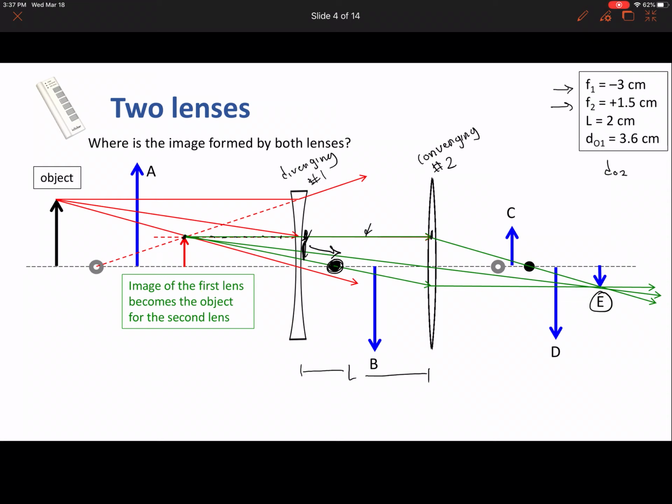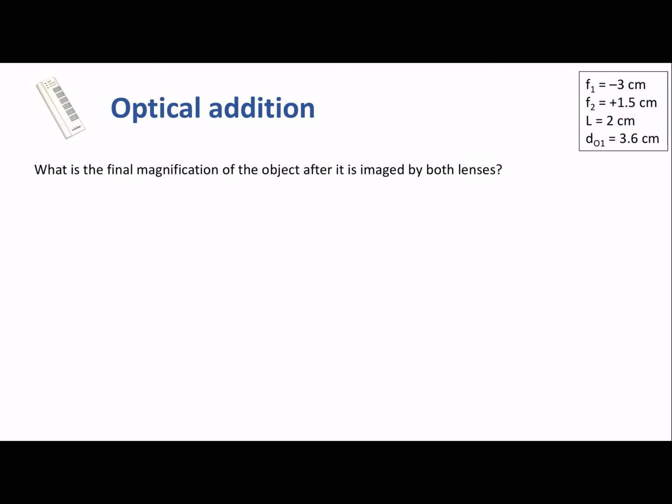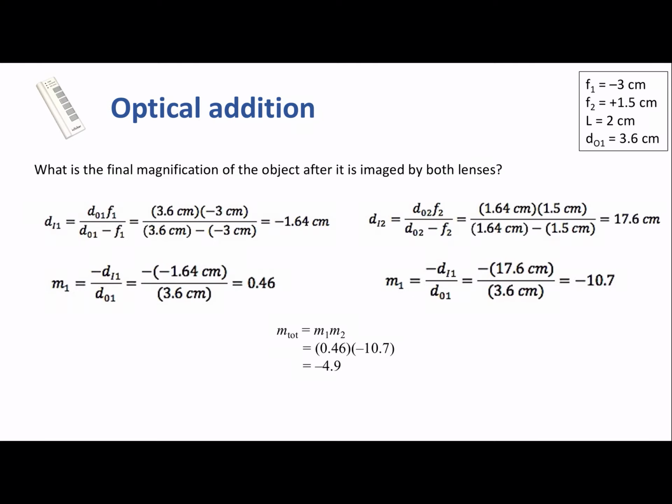All right. Now, I can ask about magnification. Magnification, we really can't use ray diagrams to precisely pin down. It's something that we really need to use equations for. So, if I want to know what is the final magnification of the object, I'm going to need to do a little bit of math. Rather than ask you to do it, I will show it to you here.